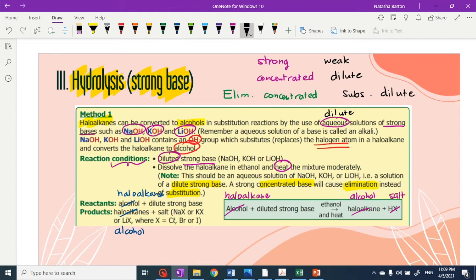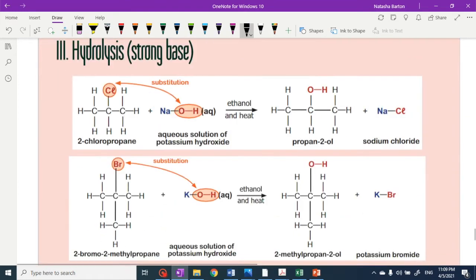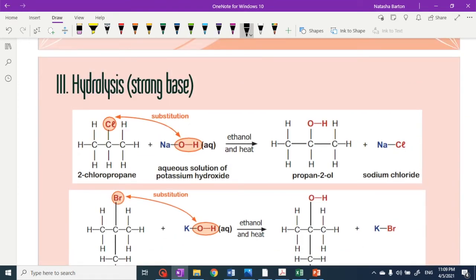We need it to be concentrated. We need a lot of these molecules in order for it to completely eliminate what we are removing, whereas in substitution, we're just performing a replacement. Moving down, here we have a few examples of hydrolysis involving a strong base. We have 2-chloropropane. This is an alkane, and it is going to react not with potassium hydroxide here, but sodium hydroxide in the presence of heat.